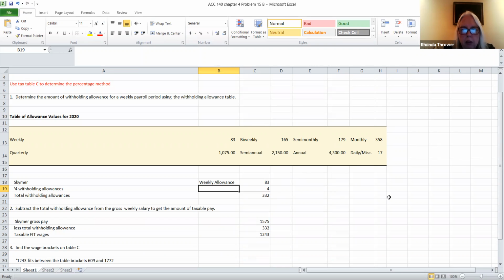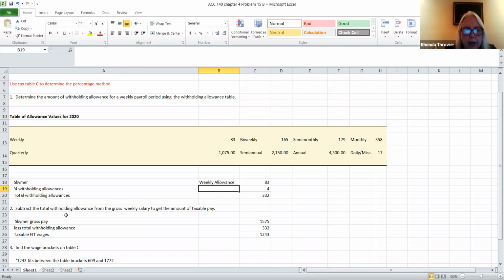So in the problem itself that's given to you in Cengage, they tell you that the employee is Skymer, and that he has 4 withholding allowances. So this information is given to you. You have to multiply the 4 withholding allowances that are given by the table of allowance values, which is $83 for a weekly paid person. That's where I got 83. Multiply that, and the total amount of wages that are not subject to taxes are 332. In other words, this is your total withholding allowances.